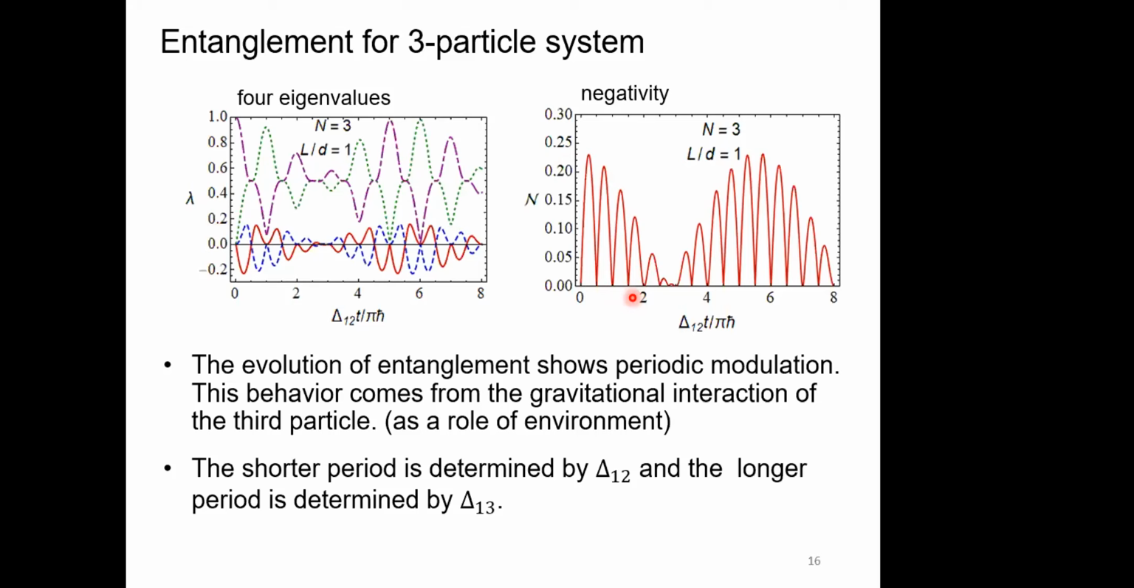Moreover, there are two periodic timescale behaviors of the negativity. One is this, and the other is this scale. The shorter period is determined by Δ1,2, and the longer period is determined by Δ1,3.